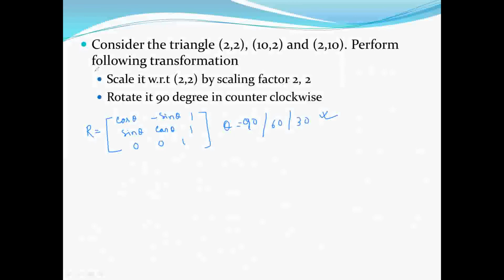Another thing is very important: if the operations are composite, that means first you perform the scaling operation with respect to the fixed point 2, 2, and then perform the rotation operation. Then what will be your sequence of operations? You have to find the rotation matrix R, the translation matrix T, the reverse translation matrix T inverse, the scaling matrix S with the corresponding values, and you also know the point matrix P.